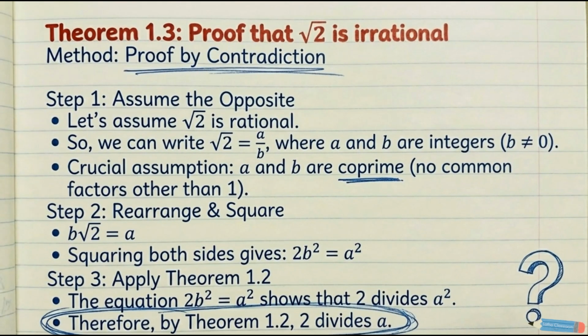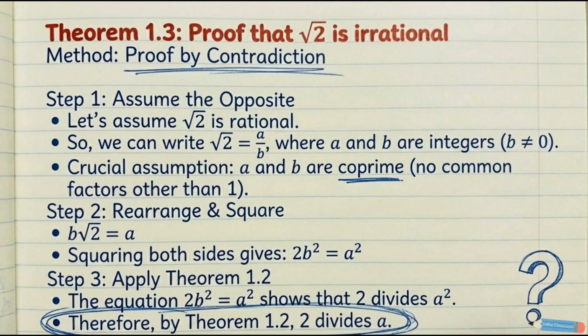Theorem 1.3. Proof that root 2 is irrational. Proof by contradiction. Assume the opposite. Let's assume root 2 is rational. So we can write root 2 equal to a by b, where a and b are integers, b is not equal to 0. Crucial assumption: a and b are co-prime. Co-prime means no common factors other than 1.